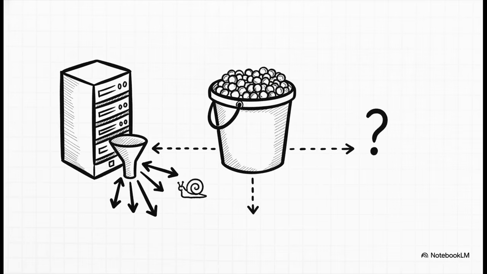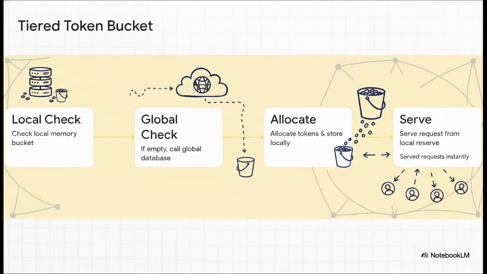Think about it. If you stick that bucket in a centralized database that all your servers have to share, then every single customer request triggers a database round trip. At true enterprise scale, that creates a massive bottleneck. It adds completely unacceptable latency right onto the critical path. Total non-starter. So to get around this, Contentstack engineered a really clever two-tier architecture. Here's how it flows. When a request comes in, the server first checks a tiny, localized bucket held right there in its own memory.